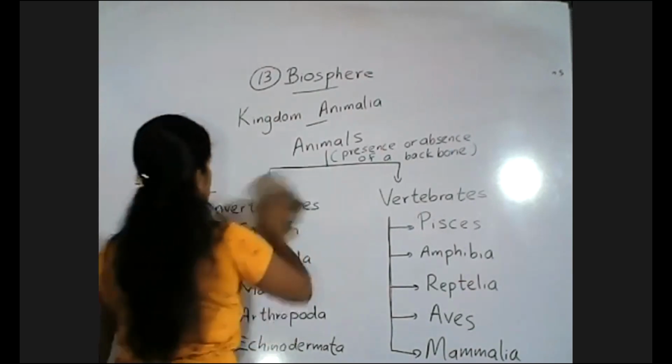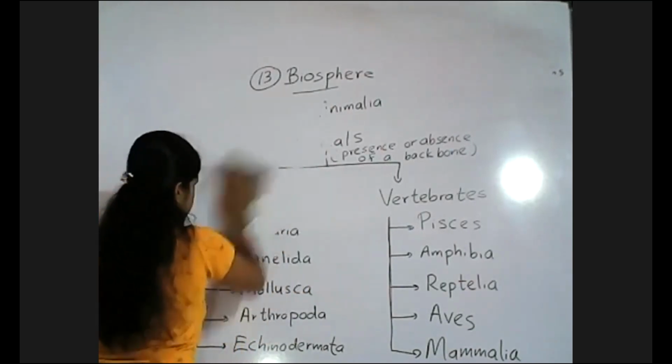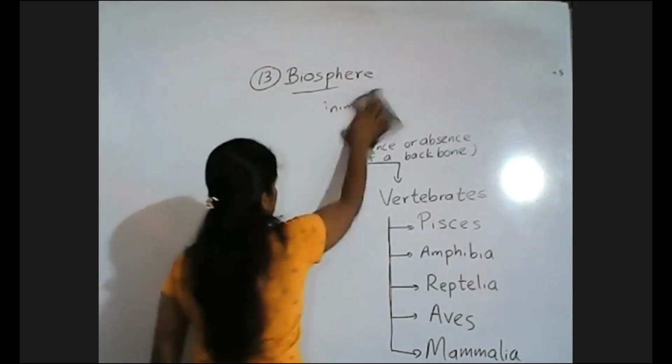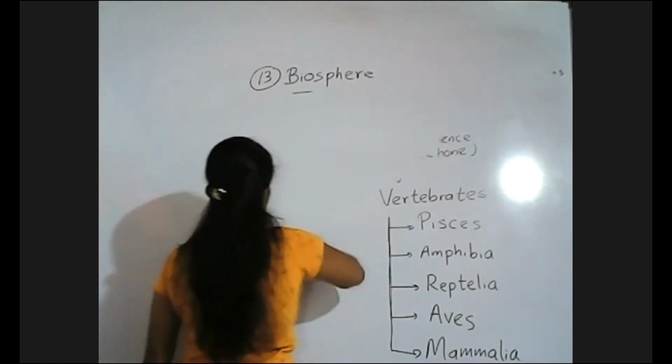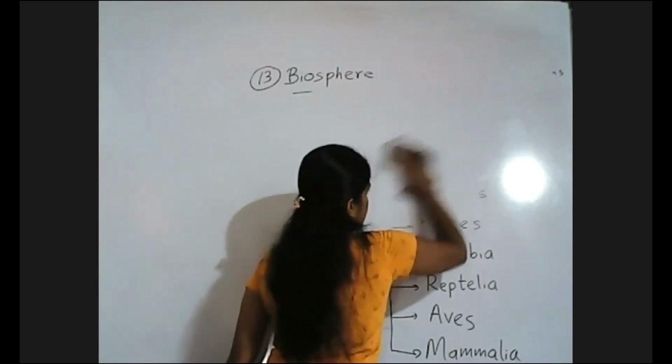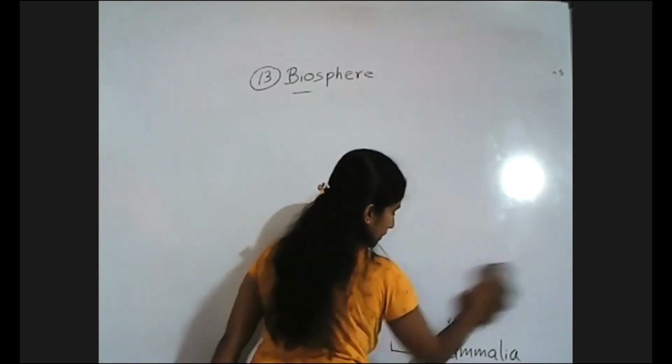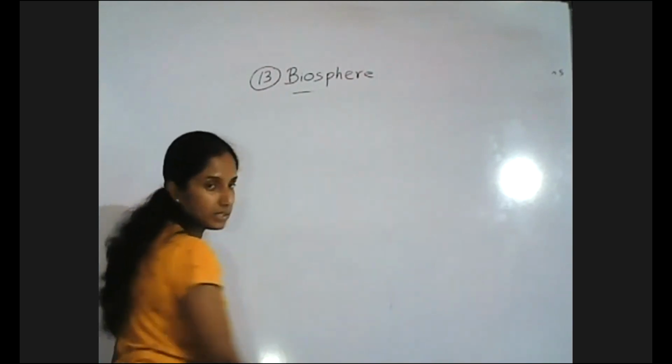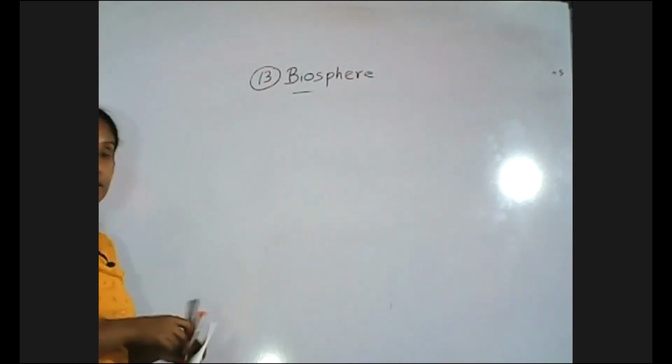Right, so that is about the animal classification. And in this lesson there's another special thing that I have to mention, that is about the binomial nomenclature. It is a very important part in this lesson. Binomial nomenclature.